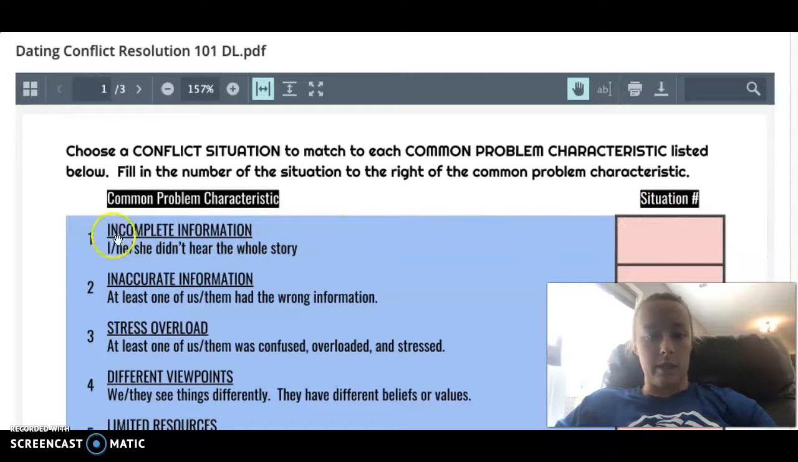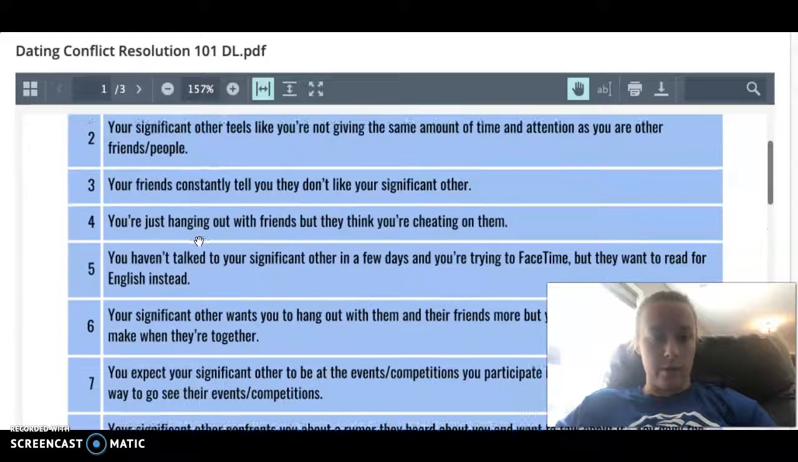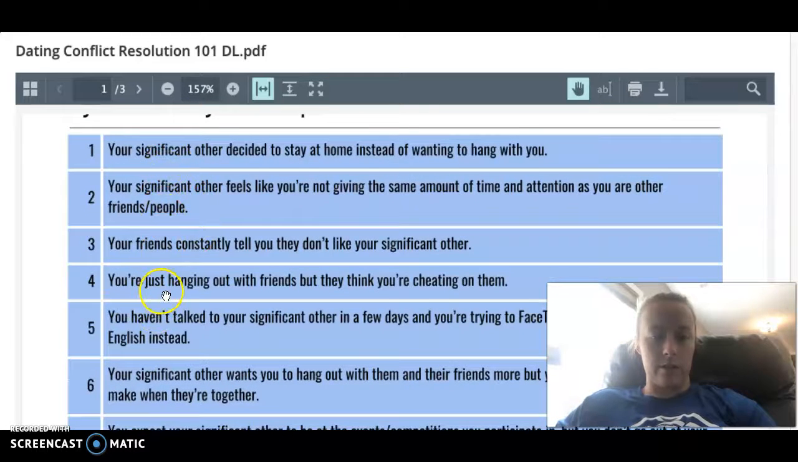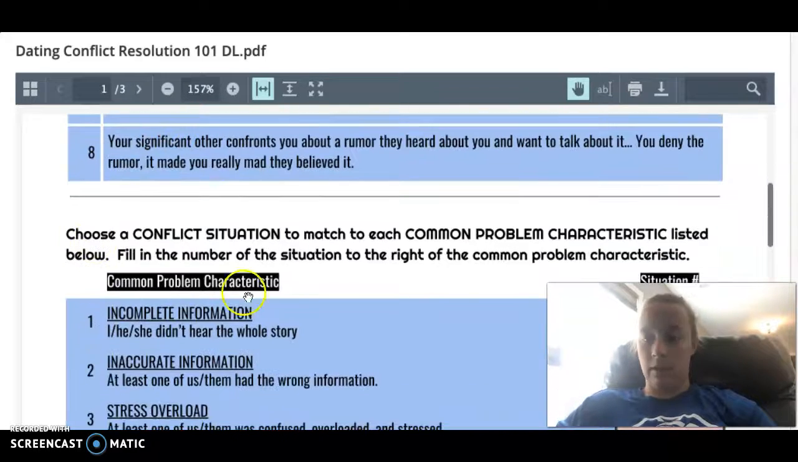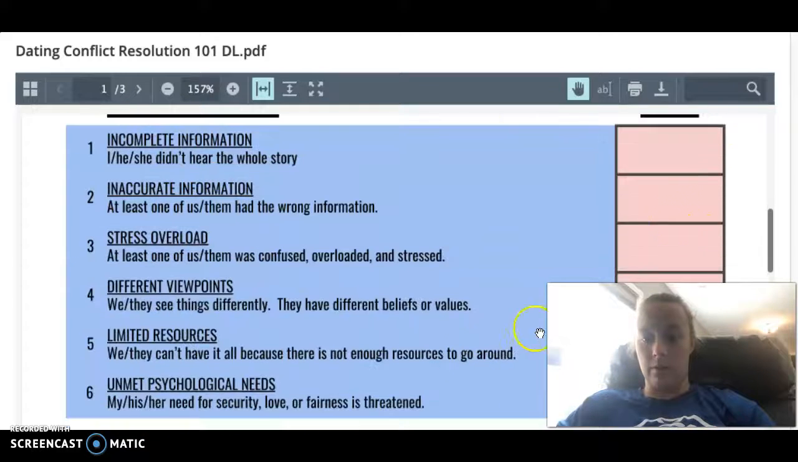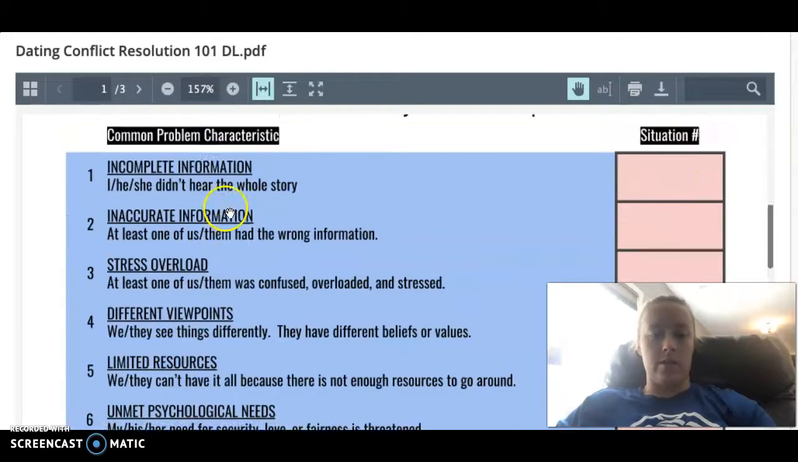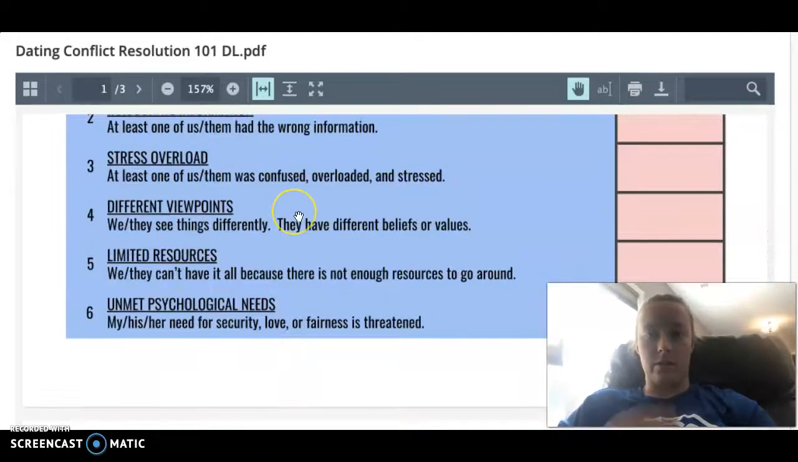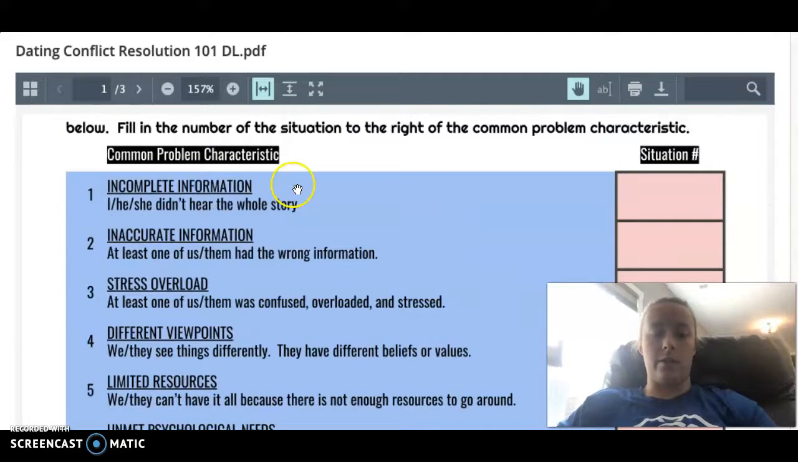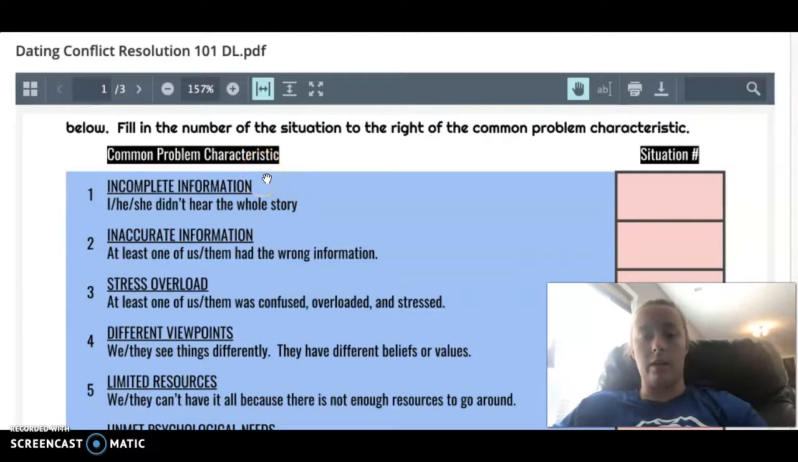So you're going to read this incomplete information. He, I, she didn't hear the whole story. You're going to go up and take one of these situations. So let's say number 5. You're going to put it in situation number right here. So there's 8 of these, and there's only 6 of these, so there's going to be 2 situations that you do not use. We're just trying to see if you can see a situation and then relate it to the characteristic as well.